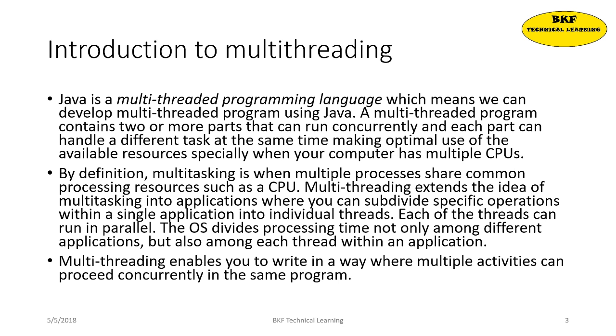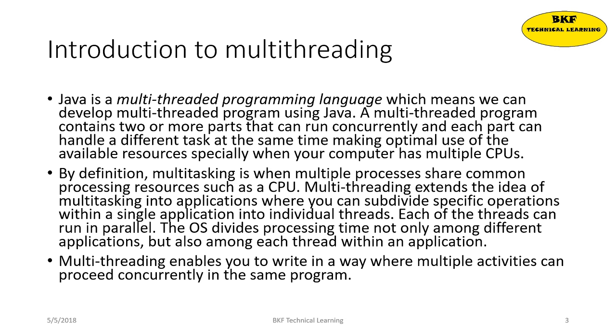Java is a multi-threaded programming language, which means we can develop multi-threaded programs using Java. A multi-threaded program contains two or more parts that can run concurrently, and each part can handle a different task at the same time, making optimal use of the available resources, especially when your computer has multiple CPUs or cores.